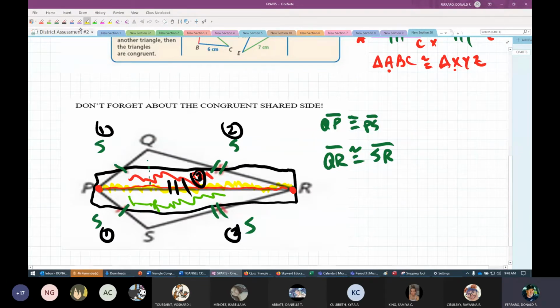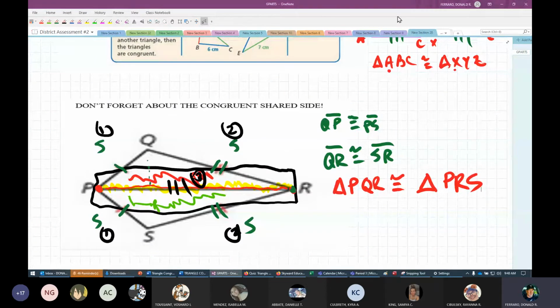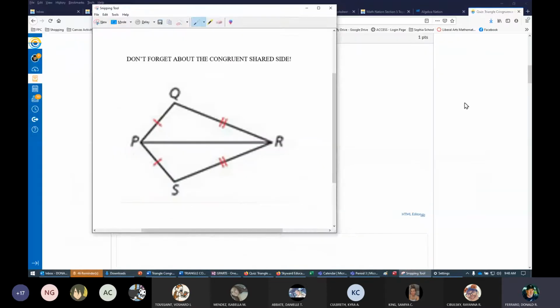And because of that, we can now say that triangle PQR, which is the top one, which I highlighted in red, is congruent to triangle PRS. And again, this is the shared side. They talk about reciprocal, but I just like shared side. So that's something that's important.